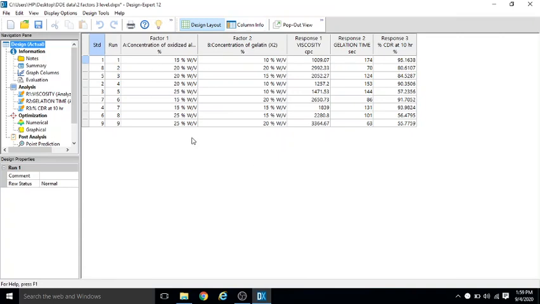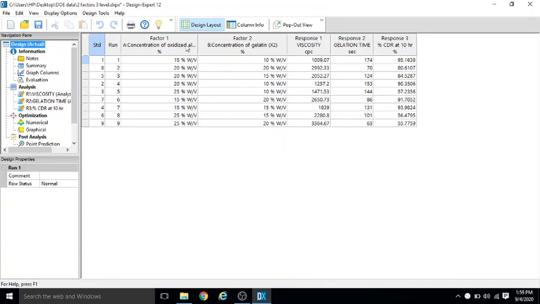And how can you prepare 9 different formulations? So you can use this combination: 15% weight by volume of oxidized alginate and gelatin, that is 10% weight by volume. So likewise you can prepare 9 different formulations, and for each formulation you have to check the viscosity, gelation time, and percentage CDR at 10 hours.